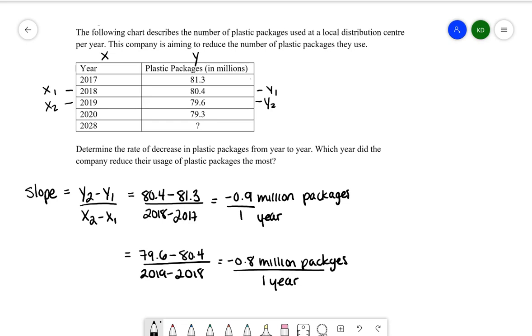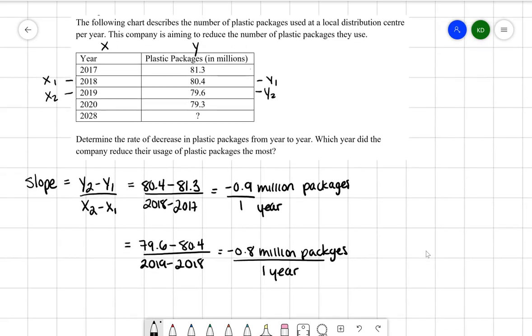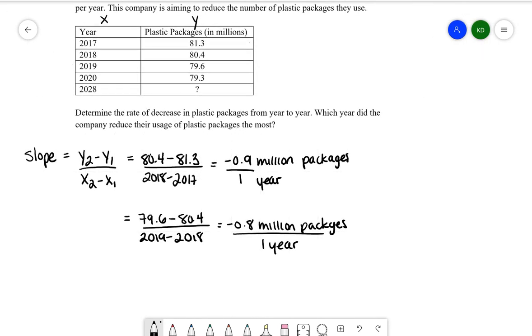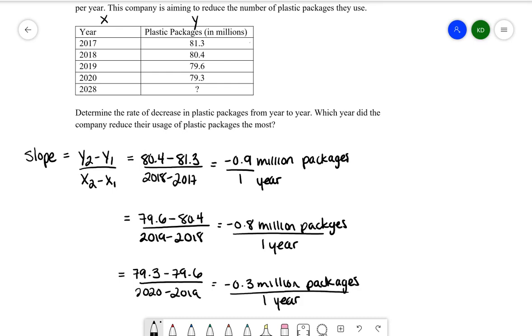And then let's do this one last time to go from 2019 to 2020 so that we can see in which one they reduced the plastic packages the most. All right, so what we'll have this time is 79.3 minus 79.6, and that will be divided by 2020 minus 2019. And what this will be equal to is negative 0.3 million packages per year. So when we're looking at which year they reduced their plastic packages the most in comparison to the year previous, well, that one would be the very first year.